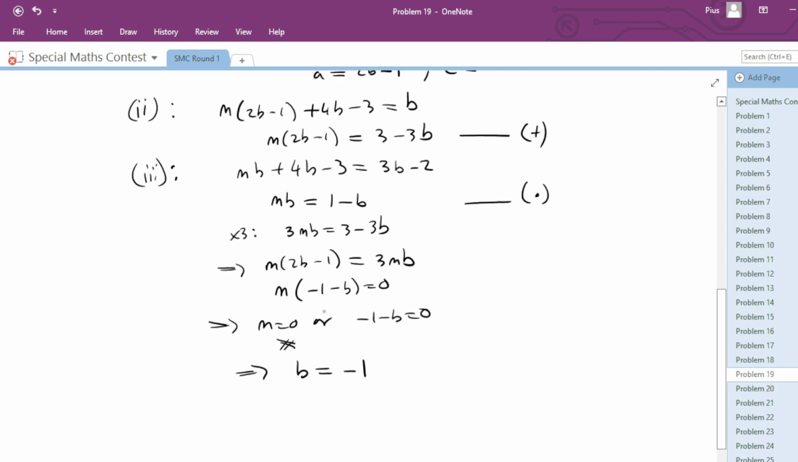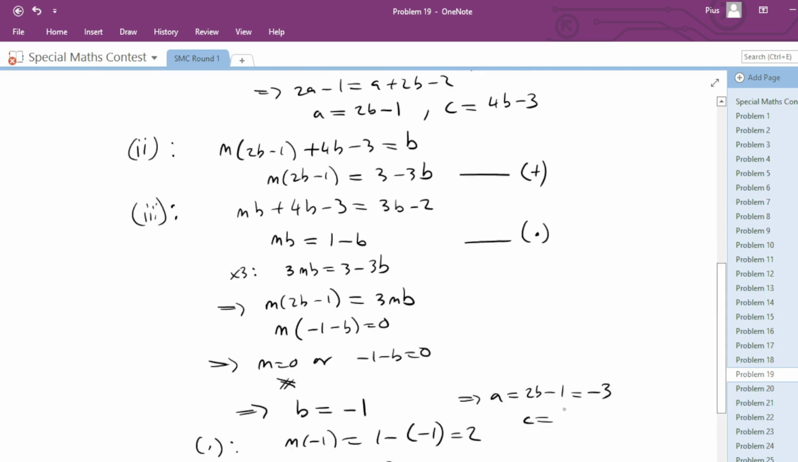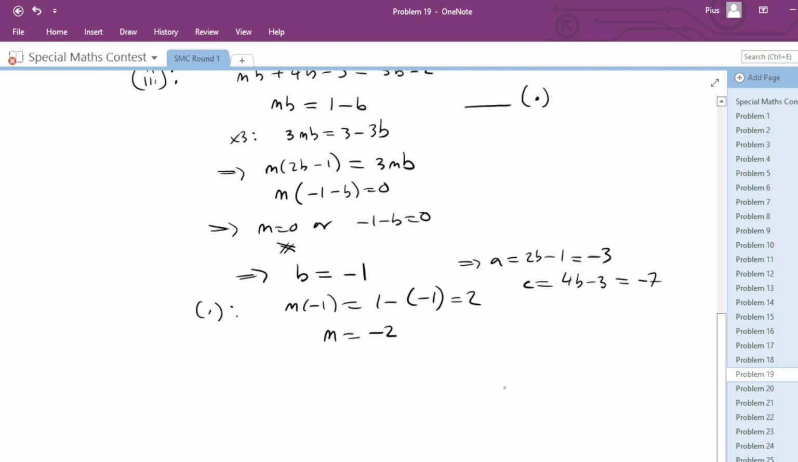From this we can get m by plugging into either plus or dot, so we use dot. From dot we get m into minus 1 is minus 1 minus minus 1, which is 2, so m would be minus 2. Also, a, which is 2b minus 1, will be minus 3, and c, which is 4b minus 3, will be minus 7. So now we have everything we need.